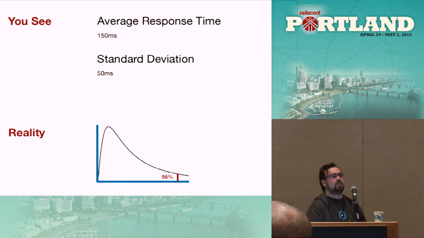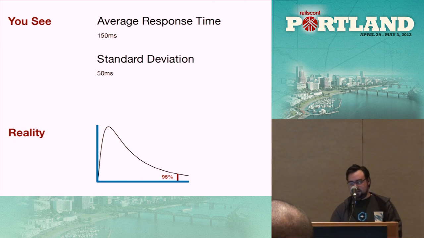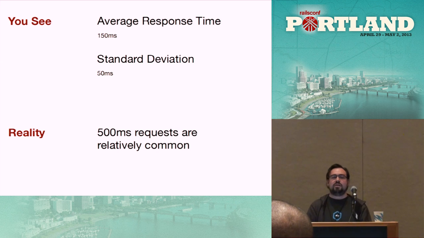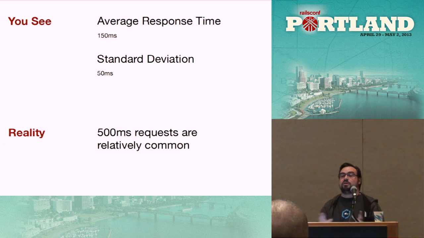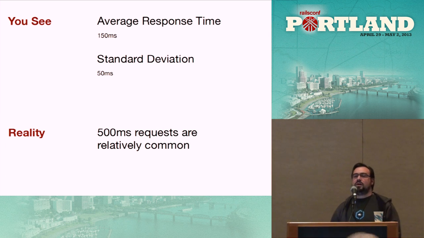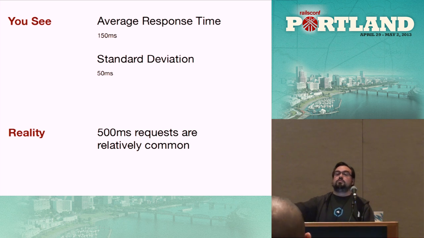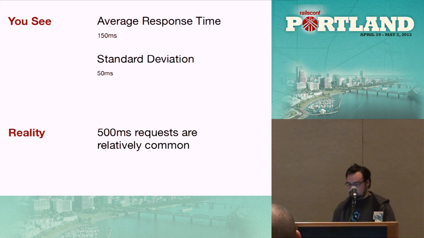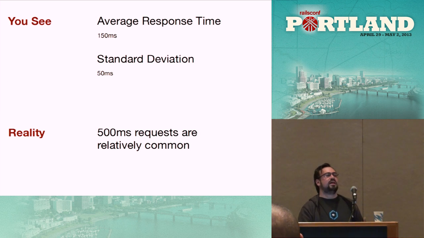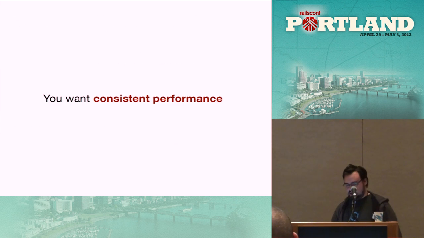The reality is that you have a long tail, which means that in this particular case, 500 millisecond responses might be relatively common. Now, that doesn't mean that half of all your responses are going to be 500 milliseconds, but it would not be surprising at all to get 5 or 10% of all your requests in what looks to be a very outlierish position. So that's sort of the crux of what I'm getting at here.